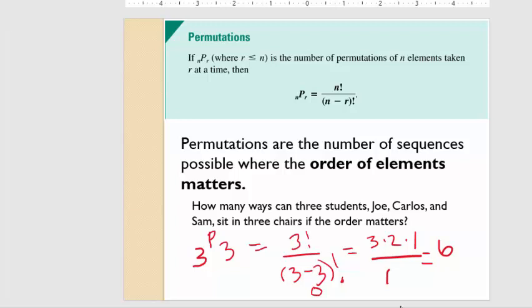Notice this 3 times 2 times 1 is much like how the combo lock was set up. The first chair, there are 3 choices. The second chair, there are 2 choices. And the third chair, there's only 1 choice.